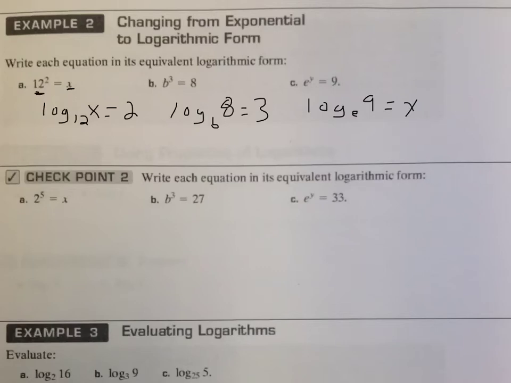Now, log base e is a special log, and we call it natural log. What log base e equals, and what we use as its notation, is ln. So if log base e equals ln, the actual answer for c is the natural log, which stands for natural log, of 9 equals y.